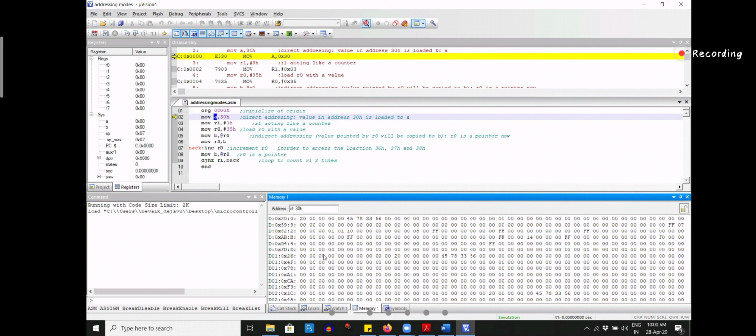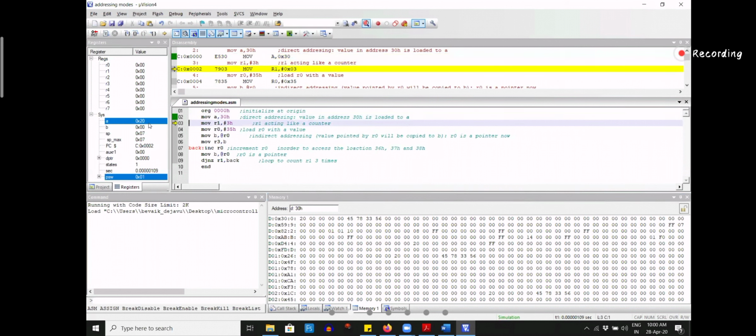Now I'll run. When I run this, the value at location 30H should move to A. That is 20. Can you see that here? 20. Can you see it or not? Yes, sir.